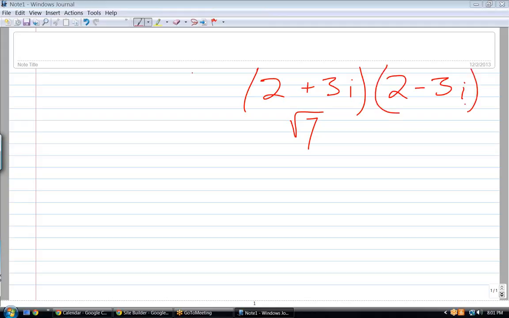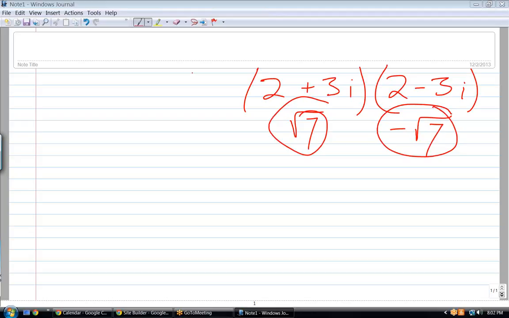Imaginary solutions always come in pairs. So if 2 plus 3i is one solution, 2 minus 3i is another. Irrational solutions always come in pairs. So if root 7 is one solution, what's another? Negative root 7? So there's your 4 solutions.